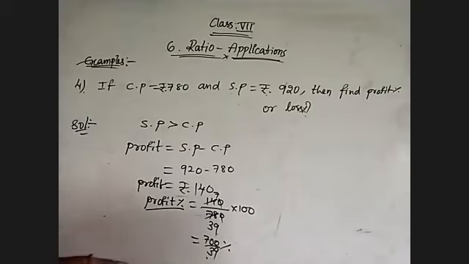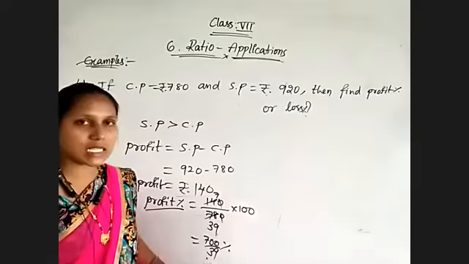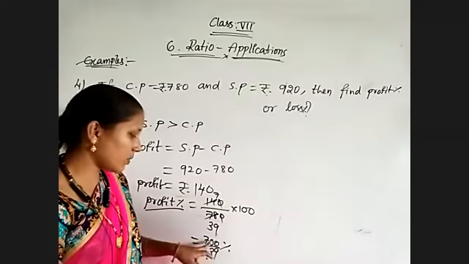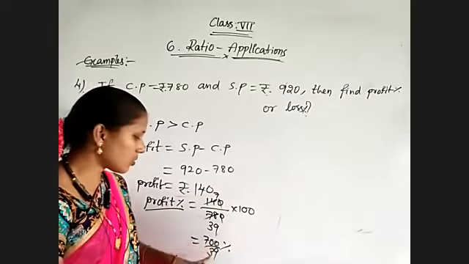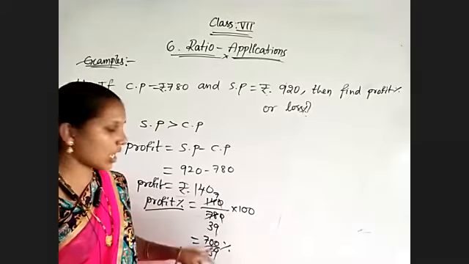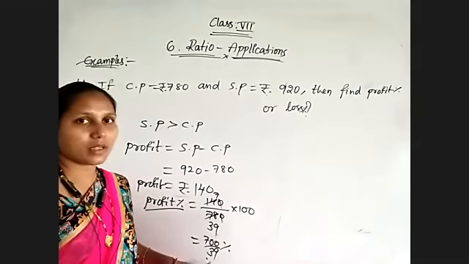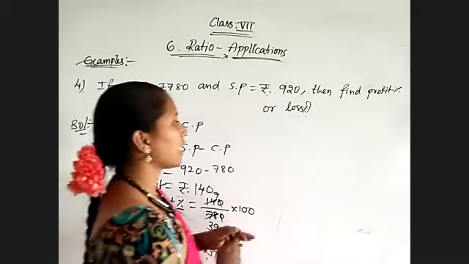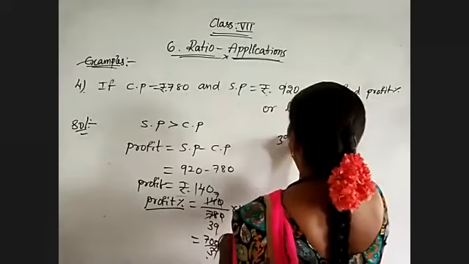Listen, 39 is not a prime number. 13 3s are 39, but we will not get this in the 3 table. Since these two don't have any common factors, they are already in the simplified form. So just try to write them as a mixed fraction.